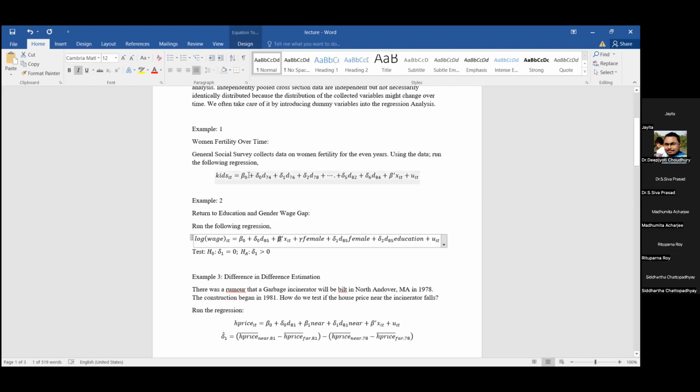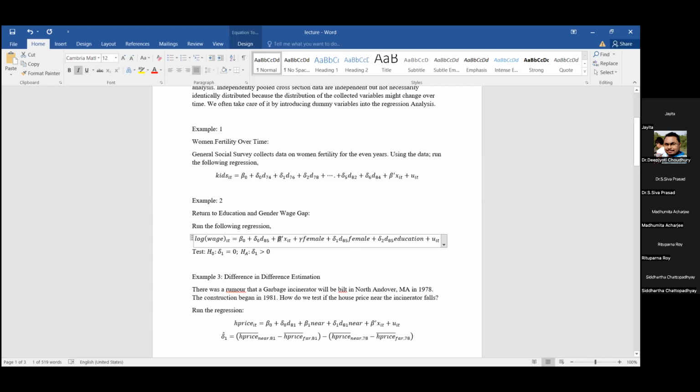Again, in this example, I've introduced only the intercept dummy. In this example, according to my objective, I have introduced interactive dummy to check whether the return of education has changed and whether the gender gap and the education has any impact or not. Simply, I can do that because my data has this cross-sectional and time series variation both. It is allowing me to do this kind of policy analysis.